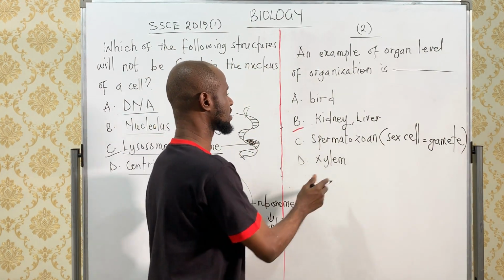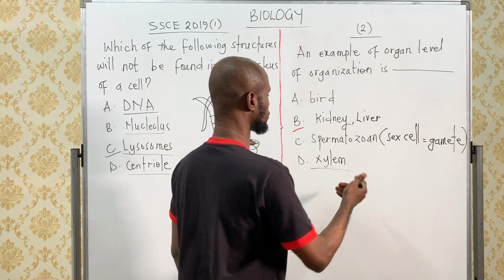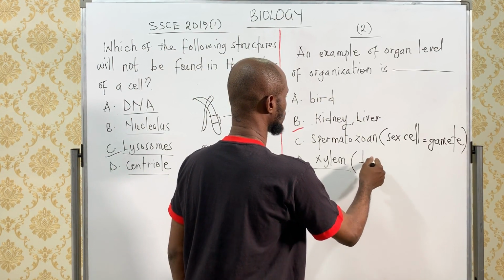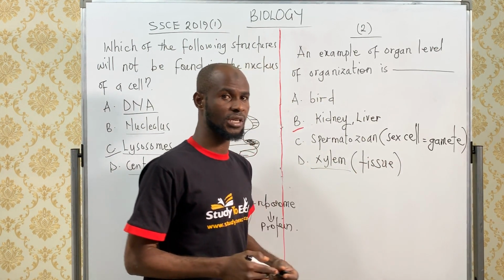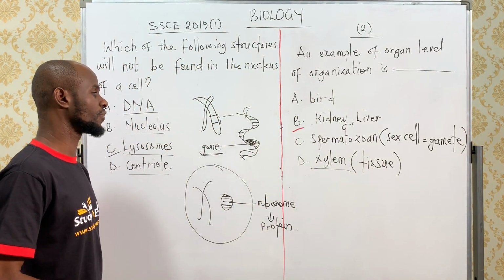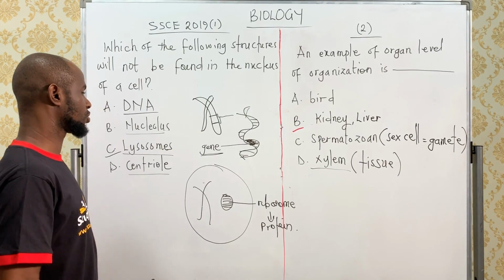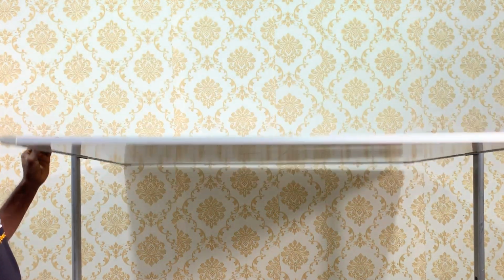Now the xylem: we have the xylem cells forming the xylem tissue. So the xylem can exist as cells and can also exist as tissue. And don't forget the function of xylem. It helps to transport water from the root of the plant in the soil into the shoot of the plant and then to the leaf of the plant for photosynthesis.